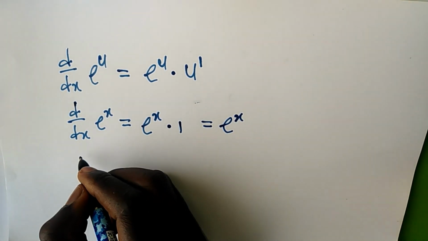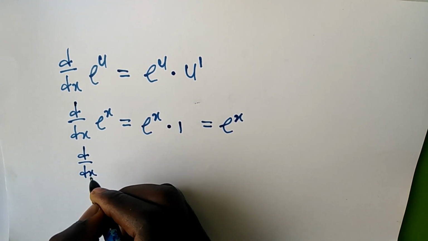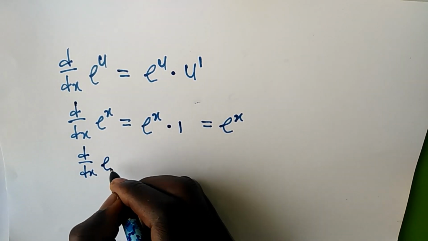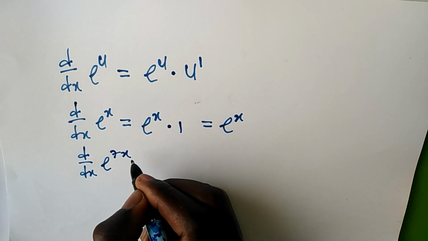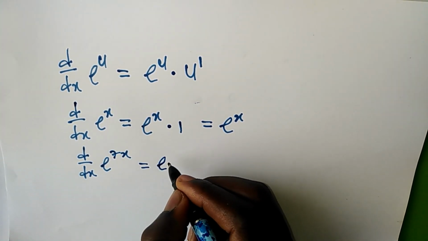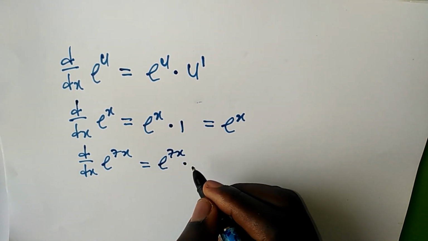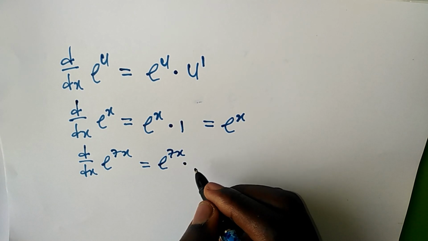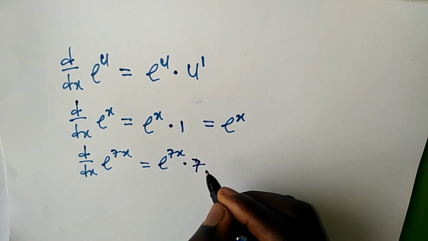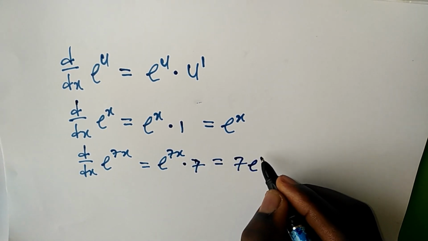Let's take another one. If we have d over dx of e raised to power 7x, we say e raised to power 7x multiplied by the derivative of 7x, which is 7. So therefore, our final answer will be 7 e raised to power 7x.